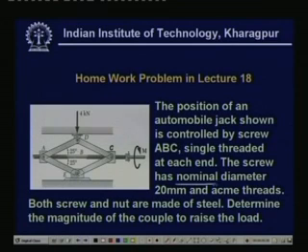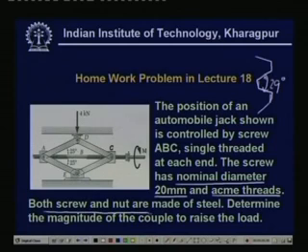The nominal diameter is 20 millimeter. It was Acme thread. Now, we know that Acme thread has a profile, this thread angle is 29 degree. Both screw and nut are made of steel. Determine the magnitude of the couple to raise the load. Let us see, the important thing is that it has Acme thread, then the material screw and nut.